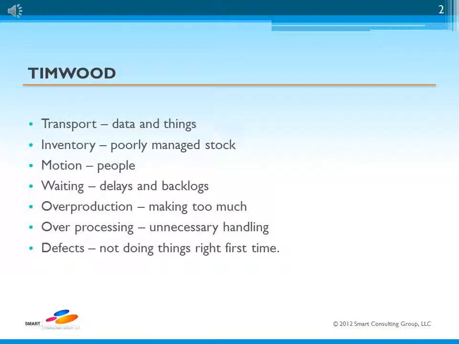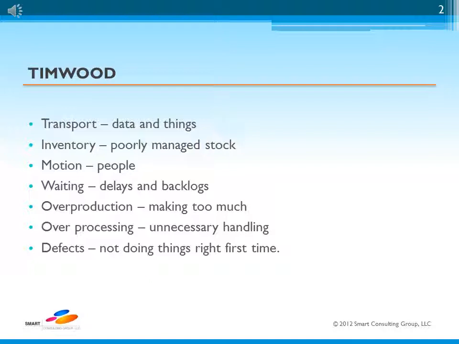So thinking about waste reduction, there are 7 general forms of waste that have been identified, and these are often characterized using the acronym TIMWOD. Using this acronym, T stands for transport and can refer to both data and the transport of things, where things can be raw materials, product, in-process materials, or components. Inventory stands for I, and this usually refers to poorly managed stock.